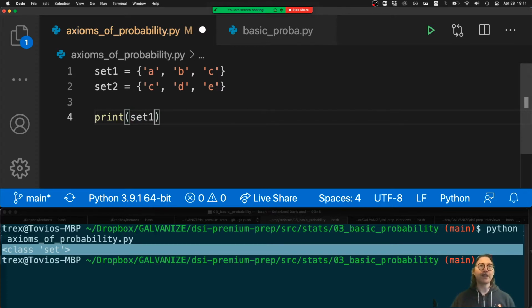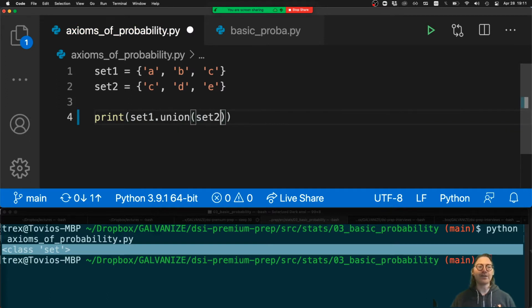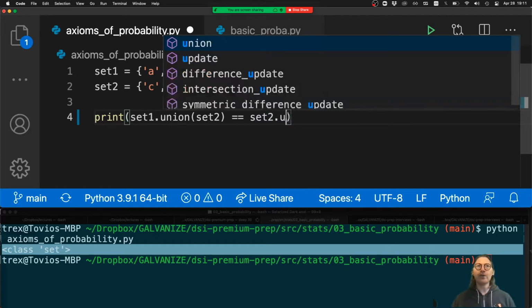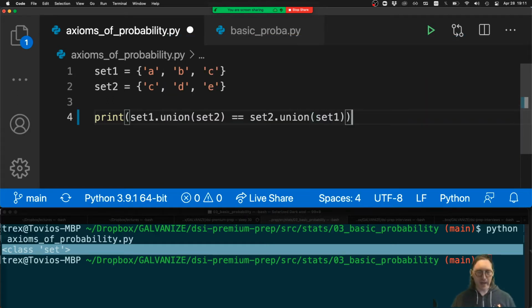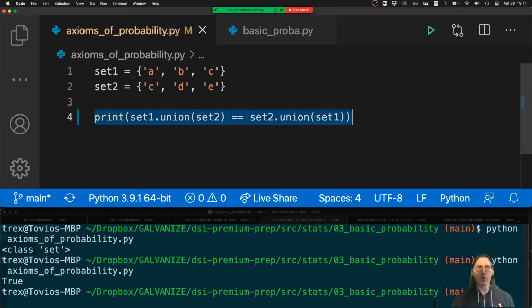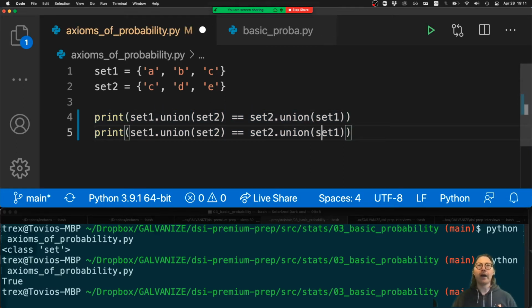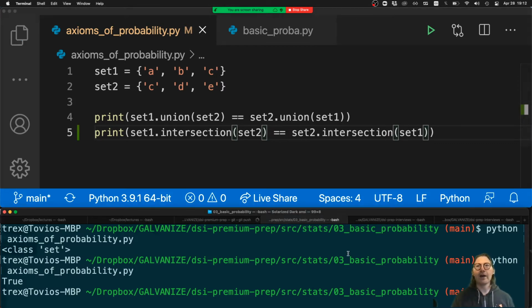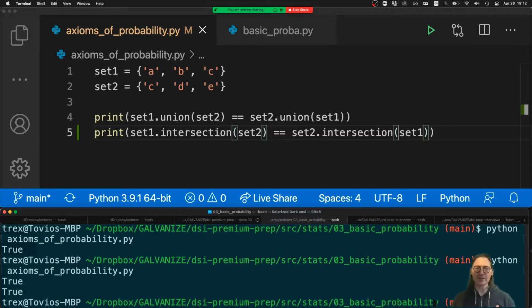So what I can do here is say set1.union of set 2, right? And I'm going to ask the question, is that the same as set2.union of set 1? And I think what we'll find out is, yeah, of course, those are the same thing. I can change this out for set intersect, and in this case, can I do that? I can. Okay, so I'll just do intersection. So set 1 intersection with set 2, is that the same as set 2 intersection with set 1? And it shouldn't be too surprising that it is.